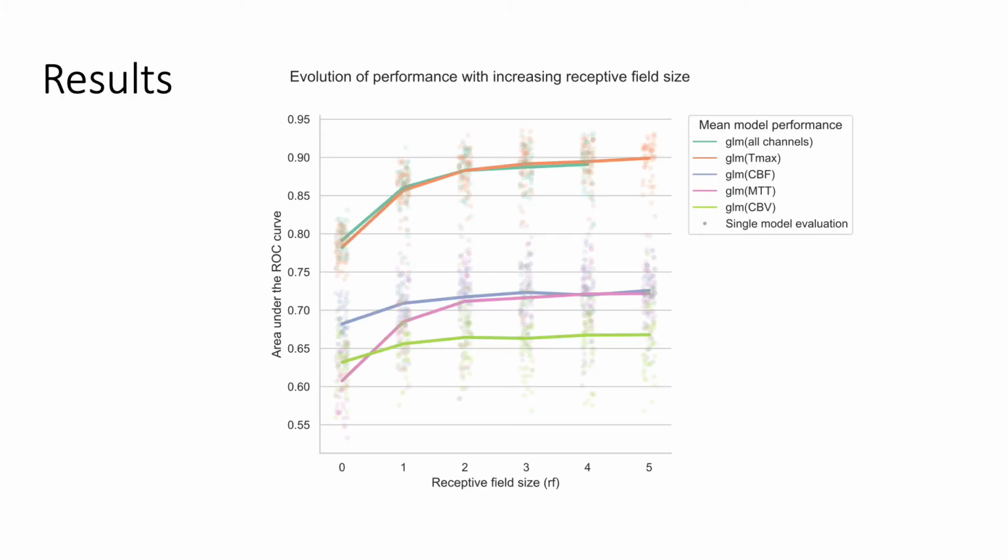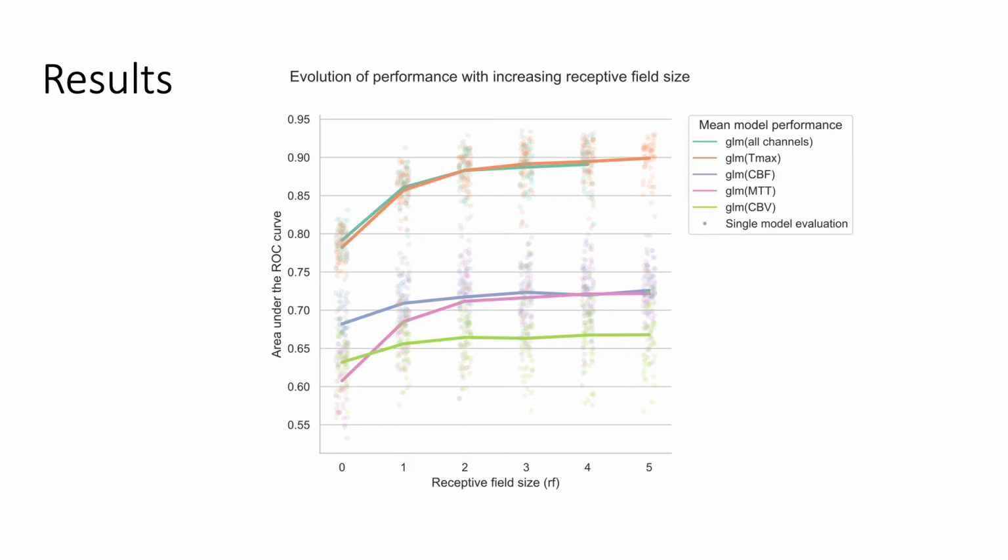Now, if we look at how the model performs on this data, this graph shows a model for every evaluated perfusion metric, shown here with the different color codes. The model's performance was evaluated in terms of area under the ROC curve, shown on the y-axis, for increasing sizes of three-dimensional receptive fields, as you can see here on the x-axis, starting at 0, so a voxel-wise prediction, and then increasing in a stepwise fashion up to a receptive field size of 5.